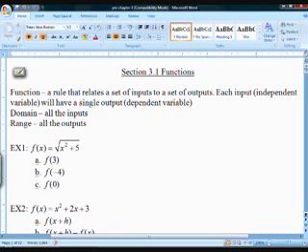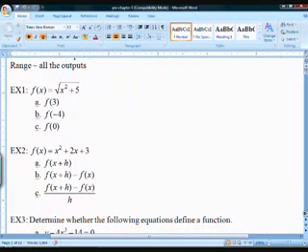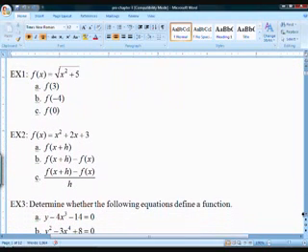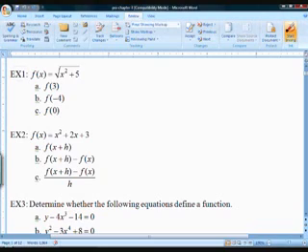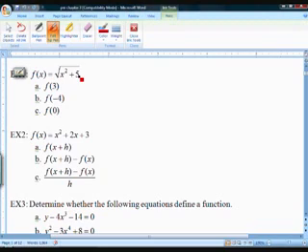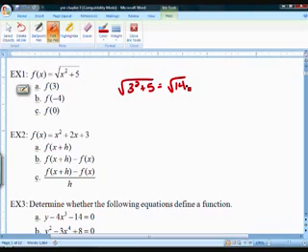Example 1 says f of x equals the square root of x squared plus 5, and it says find f of 3, f of negative 4, and f of 0. Here we go. To find f of 3, all that means is simply plug in 3 for your x and tell what it's equal to. F of 3 is going to equal the square root of, instead of x squared, you have 3 squared plus 5, which would be the square root of 9 plus 5, which is 14.